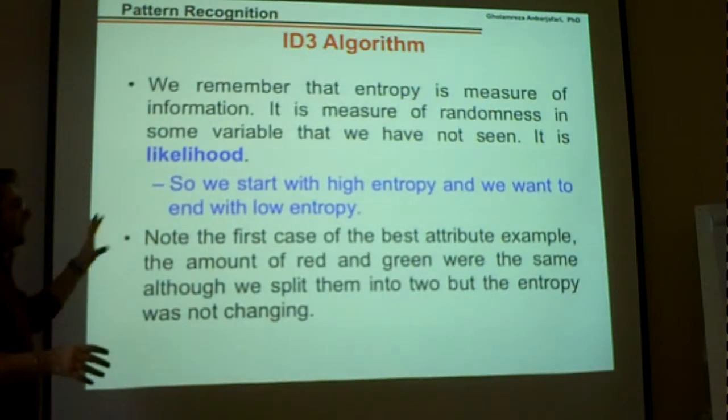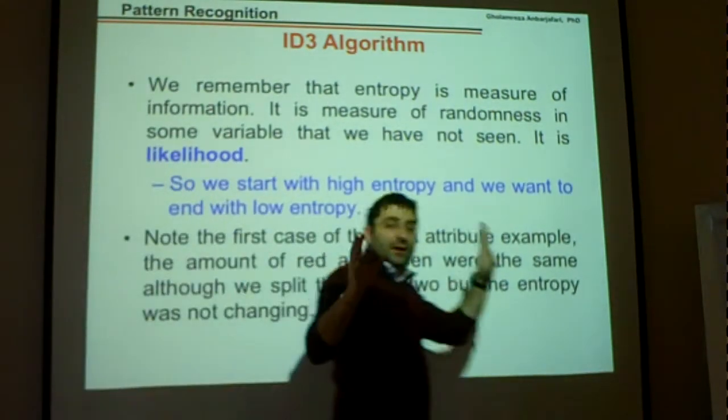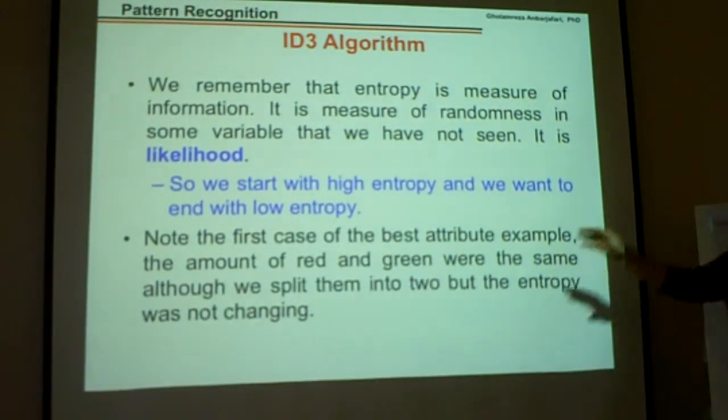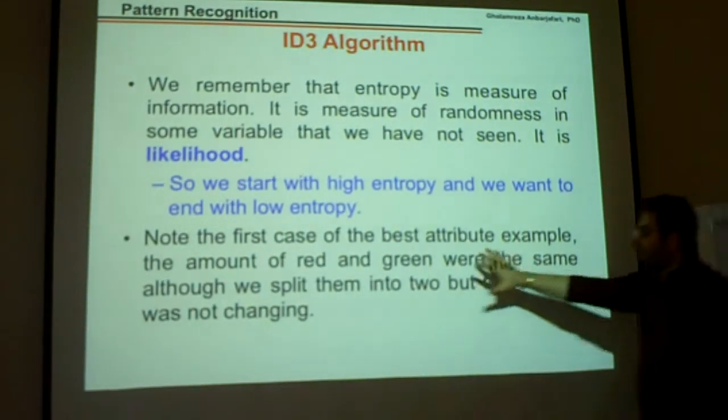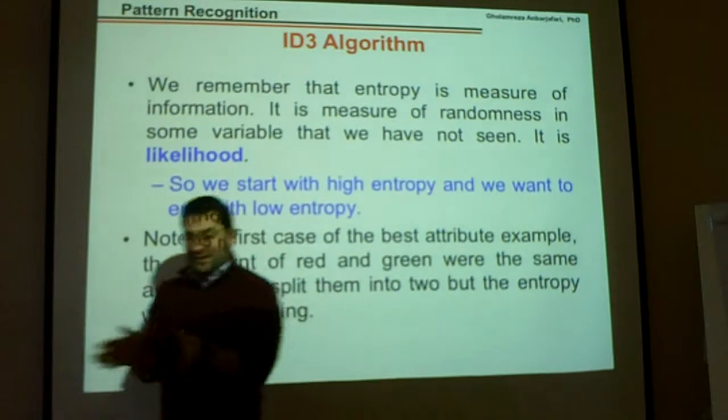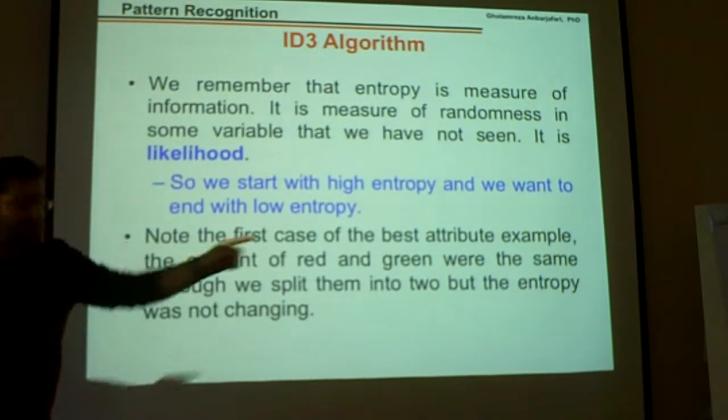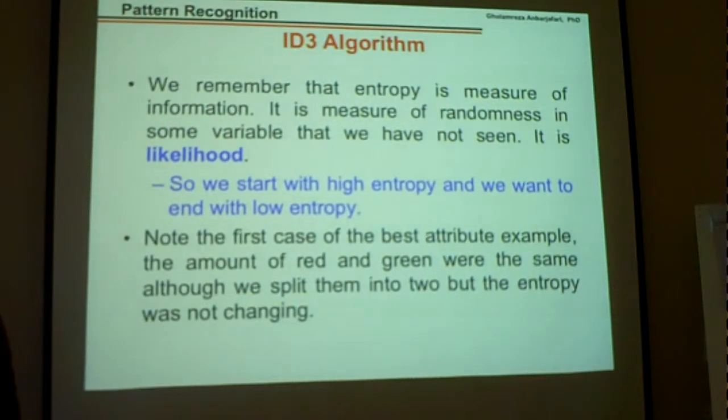So, as I said, the whole story is that we start with a very high entropy and we try to go to the low entropy. And we find the best node in the form that when we split, we are reducing as much as it is possible, okay?